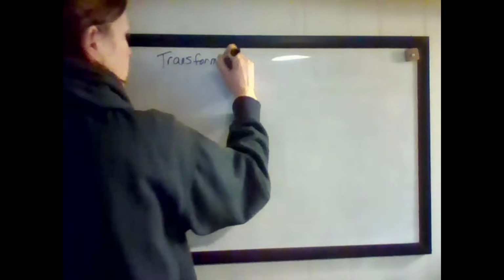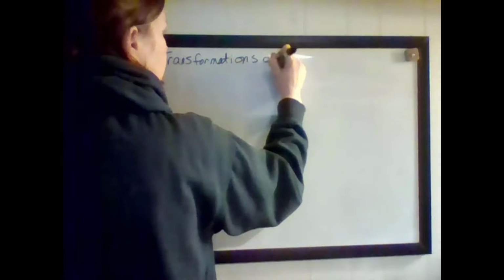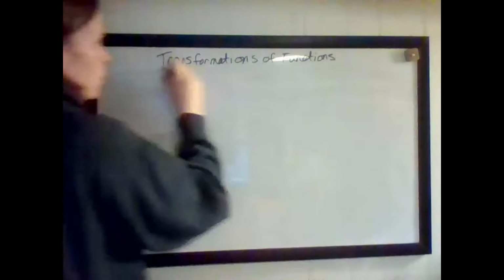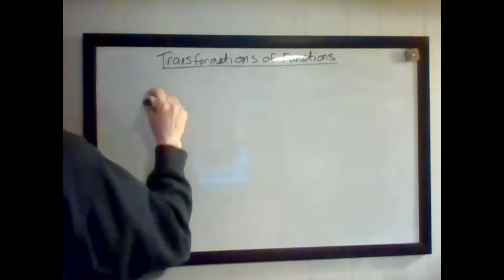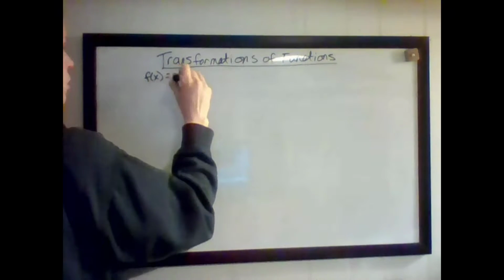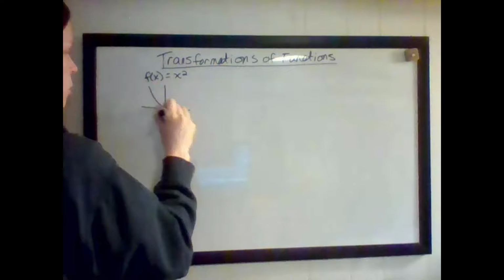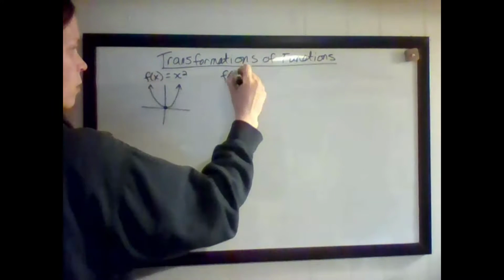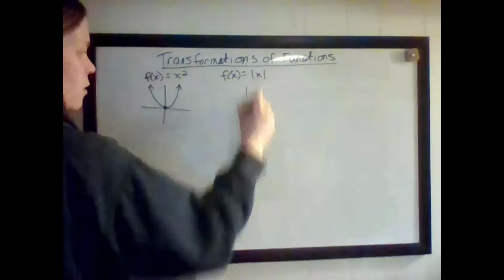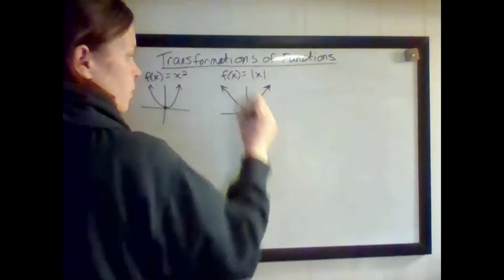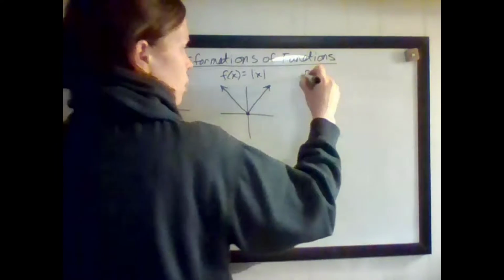So, transformations of functions. Some of the basic ones that we would start off with would be f of x equals x squared. That would be a parabola going through 0, 0, so u-shaped. How about absolute value of x? That would be like a v, also going through 0, 0.